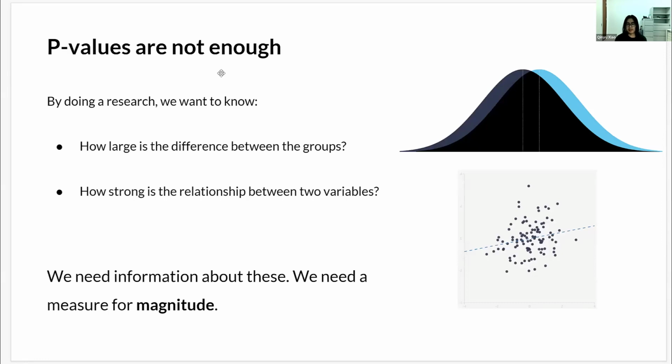So p-values are not enough. By doing research, we want to know if there's a difference, how large the difference is between the two groups, or how strong the relationship is between two variables. Like how large these two distributions differ from each other and how closely these two variables co-vary. We need information about these magnitudes, so we need a measure for them.